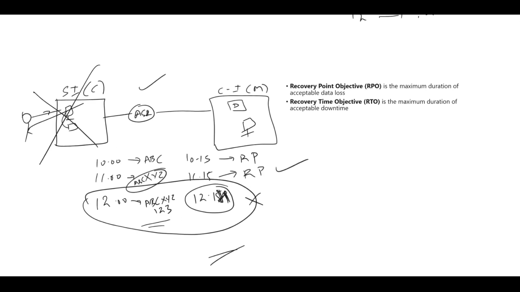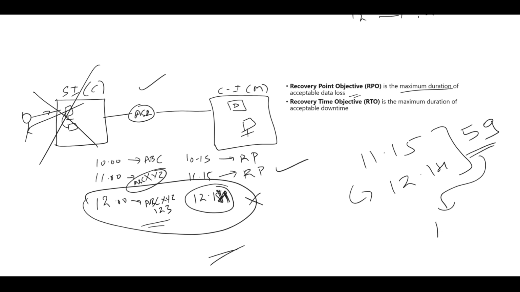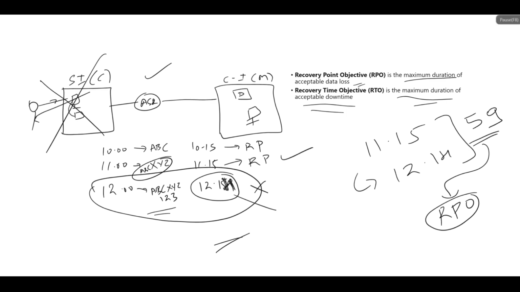So this defines RPO, which is nothing but the maximum duration of acceptable data loss. In this scenario, my last replication happened at 11:15 and my disaster happened at 12:14. The time difference between these is approximately 59 minutes. So the RPO, the recovery point objective, is 59 minutes in this case. The meaning of this is I can afford a data loss of 59 minutes if any disaster happens. So that is about RPO.